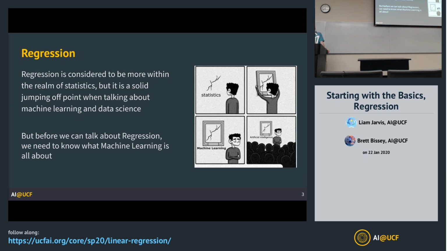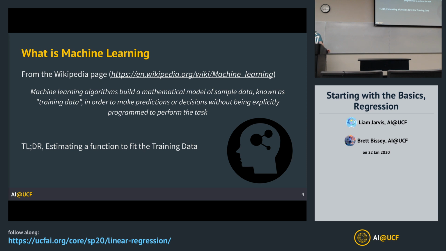Okay, so what is machine learning? Does anybody have an idea, without just reading this quote? No idea? I guess that's what you're here to learn. Machine learning algorithms build a mathematical model of sample data, known as training data, in order to make predictions or decisions without being explicitly programmed to perform the task. So really we're just trying to estimate a function to model the relationship of our training data. This is a little different than traditional modeling.